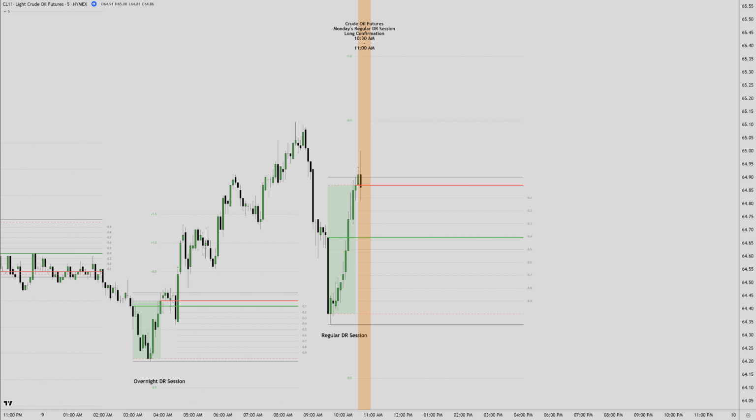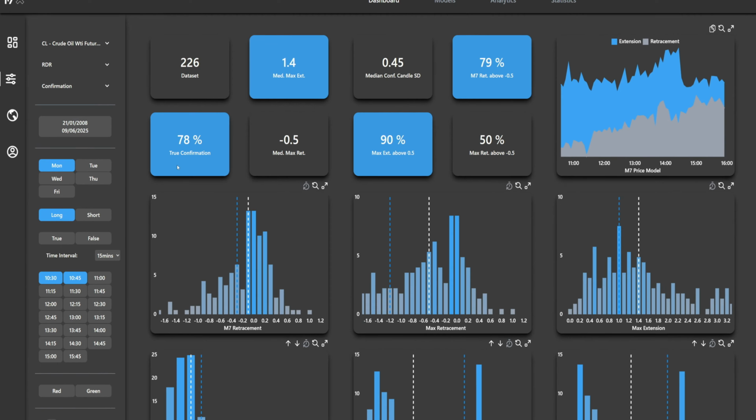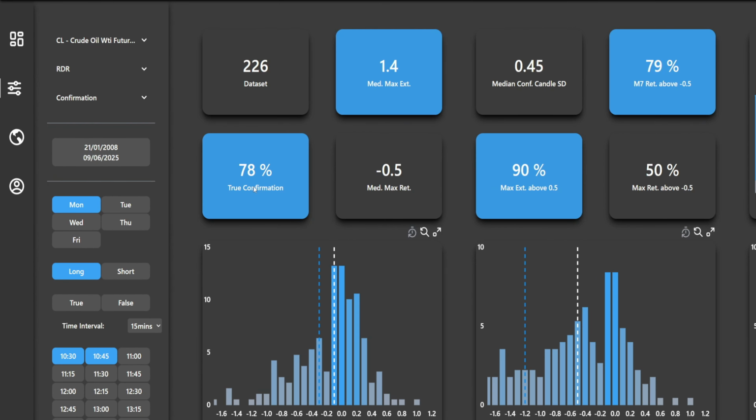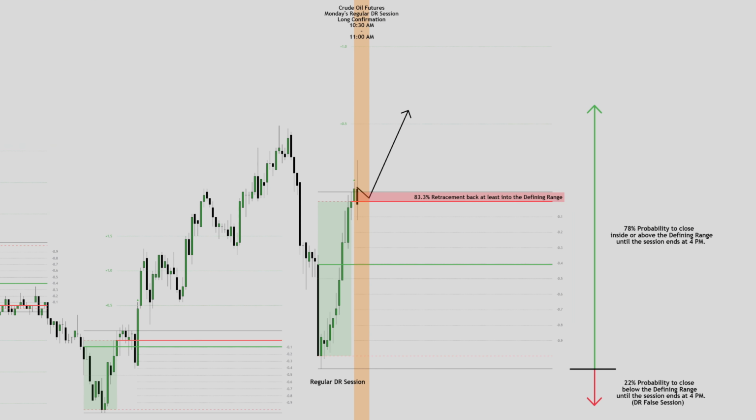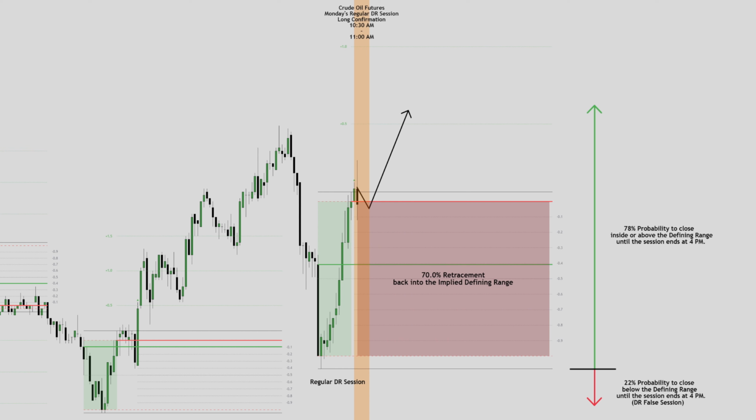Now we will add some statistics and historical data to that, just to demonstrate how a proper high probability trade setup with the basics already can increase to even higher probabilities. Monday's regular DR sessions on crude oil with a long confirmation between 10:30 to 11 a.m. have an almost 80% probability that the DR session will not close below the defining range until 4 p.m. New York time. There's an 83.3% probability for a retracement back into at least the defining range, and a 70% probability for a retracement back into the implied defining range. These numbers already strengthen the idea of a potential retracement.